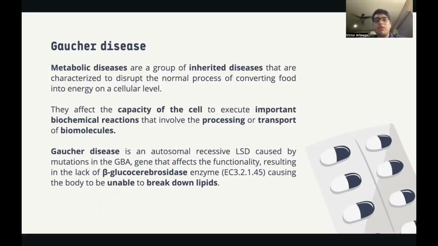processing of biomolecules. The metabolic disease we're focusing on is Gaucher disease, which is caused by mutations in the GBA gene, which results in the lack of an enzyme called beta-glucocerebrosidase, and this causes the body to be unable to break down lipids.